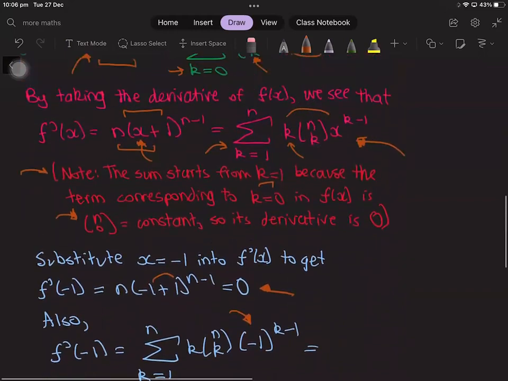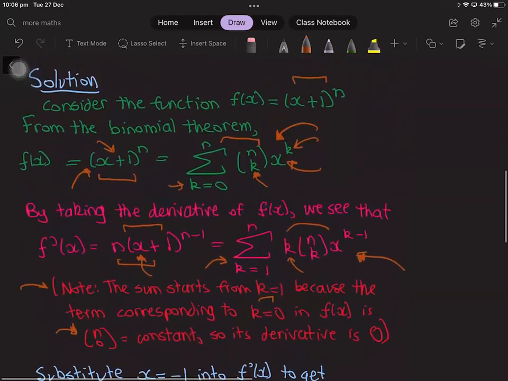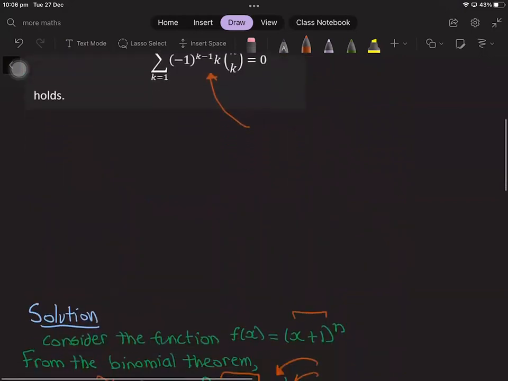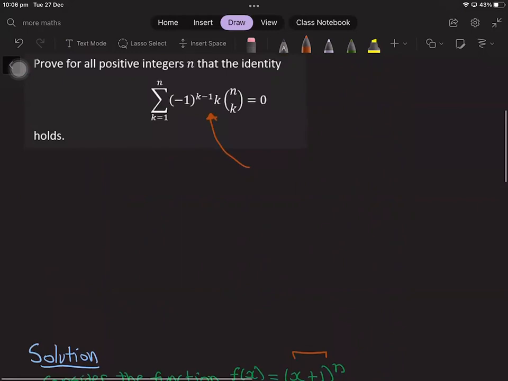Okay, so that concludes the solution to this interesting problem involving binomials and an interesting proof that involves taking the derivative of a function we constructed.